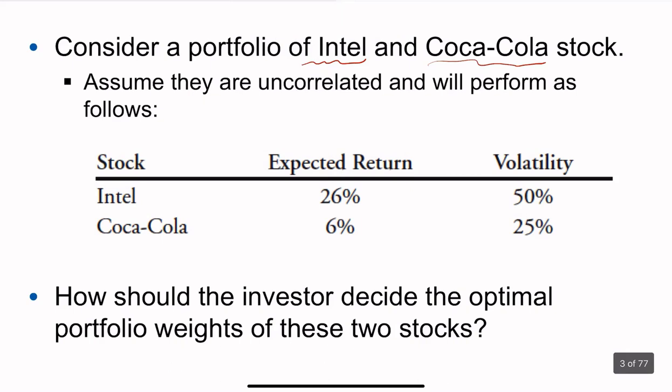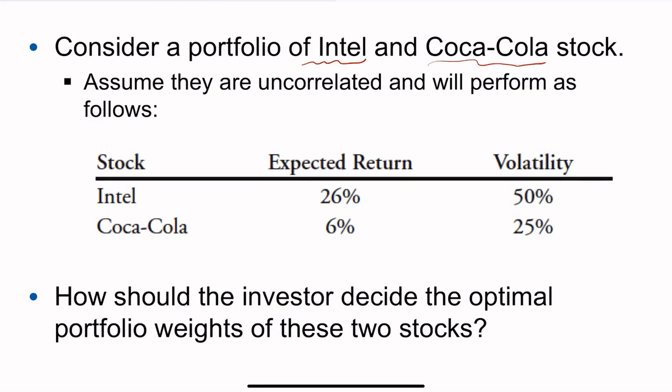And we have the following data. So Intel has an expected return of 26% and a volatility of 50%. And Coca-Cola has an expected return of 6% and a volatility of 25%. So now, as an investor, your task is to build a portfolio with these two stocks.